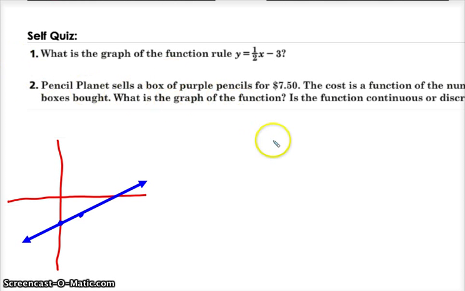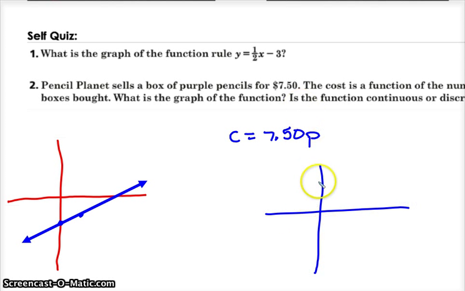In question number 2, it says Pencil Planet sells a box of purple pencils for $7.50. The cost is a function of the number of boxes bought. So the function is the cost is $7.50 per pencil. So my slope is $7.50. If I buy 0 pencils, my cost will be 0. If I buy 1 pencil, the cost will be up at $7.50. If I buy 2, it'll be up at $15.